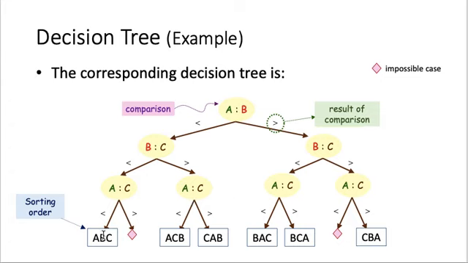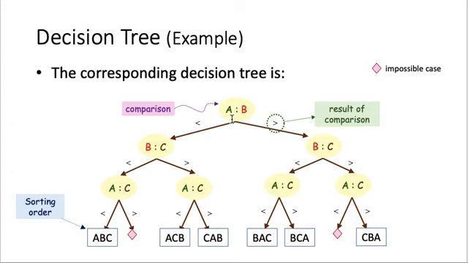Now we will see the corresponding leaves. Here we have marked A, B, C. Let's see what it means. This leaf corresponds to receiving the results of A is less than B, and then B is less than C, and then A is less than C. In that case, there is only one possible sorting order of the three items: A must be the smallest, B in the middle, and C the largest. So we write A, B, C here. And let's look at this one. This one says A is greater than B, and then B is smaller than C, and then A is smaller than C.